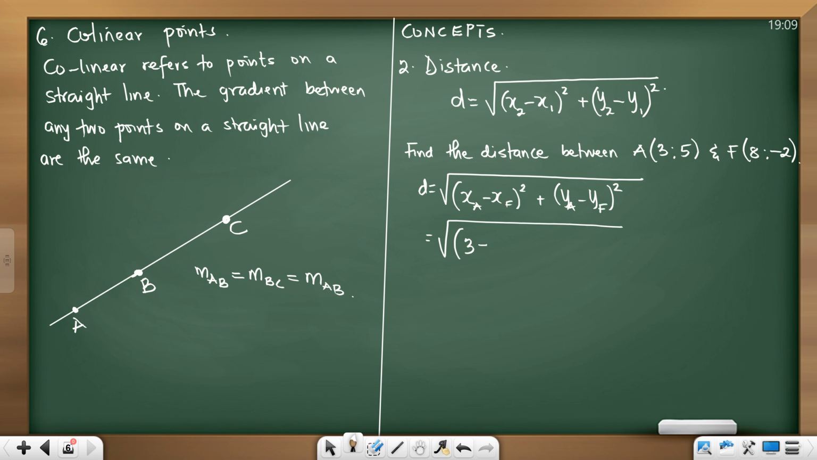What is the x value of f? 8. Y value of a? 5. Y value of f? Minus 2. Root 74. Done. Distance.